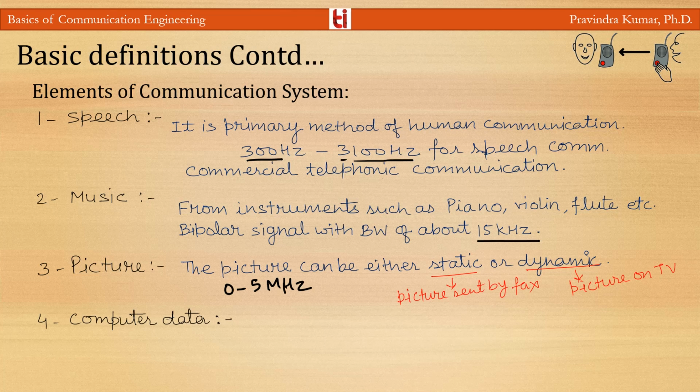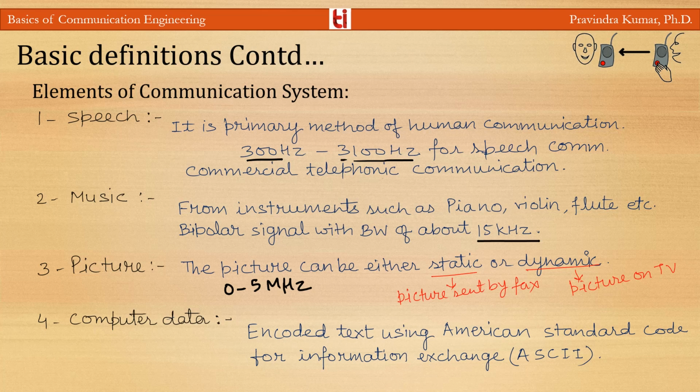Another source of information is computer data. Personal computers are used for email, exchange of software, and sharing of resources. The text transmitted by the computer is encoded using the American Standard Code for Information Exchange (ASCII). ASCII code is used in computer data transmission.